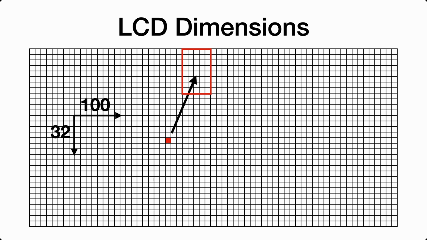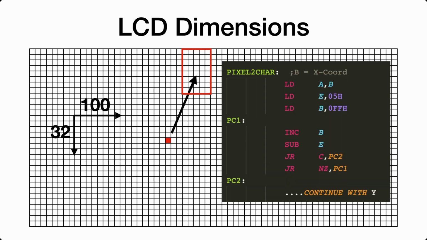How is that done? Well, really easily. Let's assume B is the X coordinate in pixel space. I know there's 5 pixels across on the X axis per character. That's in E. I reset B to be FF because the next line is increment. And then I just keep subtracting the 5 pixels from the A coordinate. And each time I do that, I increment B by 1. If A isn't 0 or negative, I just repeat the process. And then I just do the same thing for the Y coordinate.